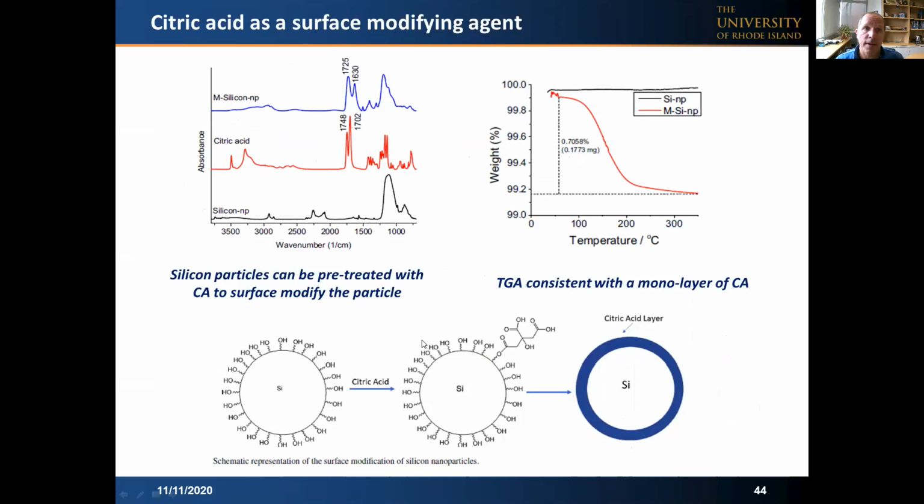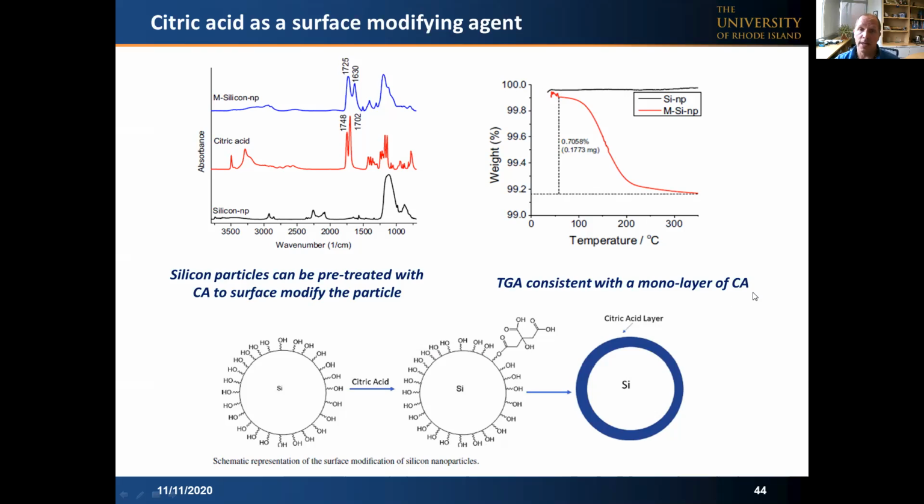So now what's happening here is if we take silicon and add citric acid to it, we can observe the citric acid binding to the surface of the silicon nanoparticle. We see it present there. And if we look at the thermogravimetric analysis of the silicon particle modified by citric acid, as we heat the sample, we observe weight loss consistent with basically the loss of a monolayer of citric acid.